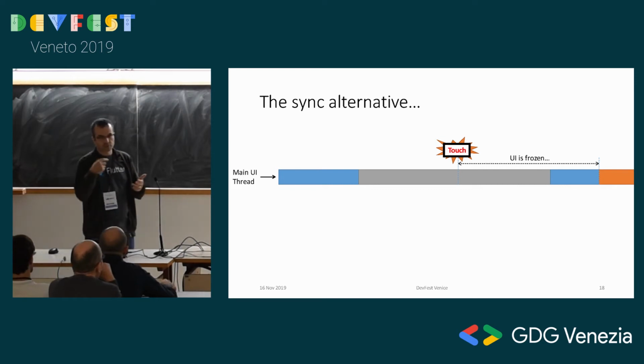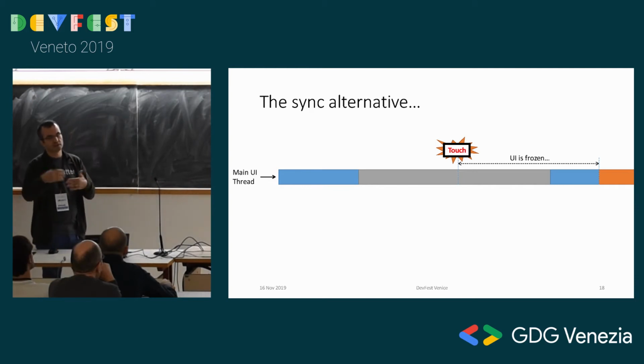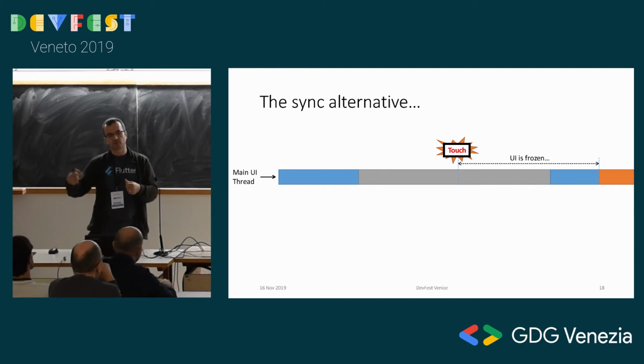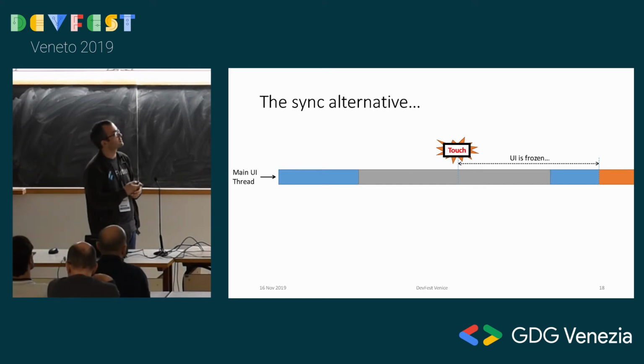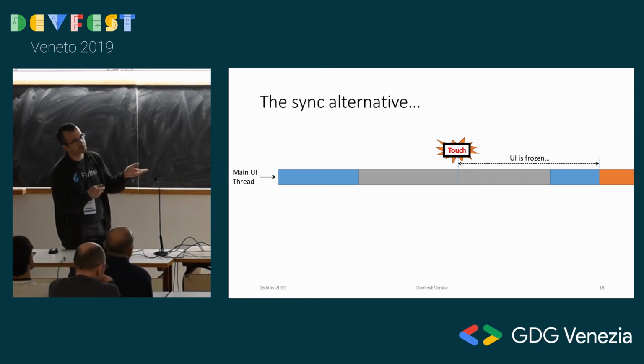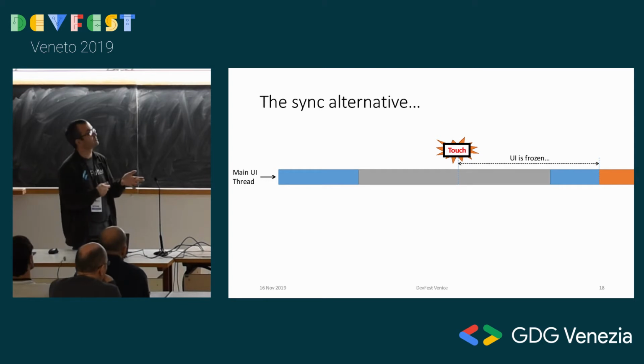So the sync alternative, let's remember that. My line two would be waiting here and the touch event comes. It just sits in the queue because I'm not letting go of the thread. The thread cannot go into the event loop, so it cannot handle it for a while. And you feel your app is unresponsive. It's not reacting to your touches. So if you did it in an asynchronous world, it wouldn't have been the case.